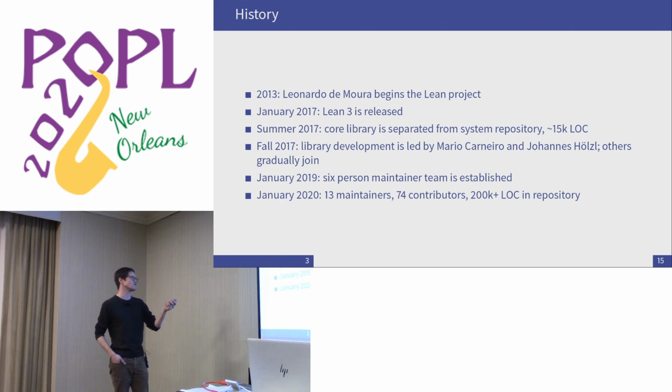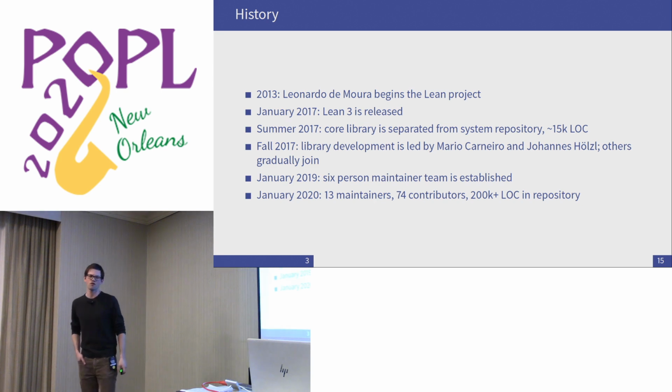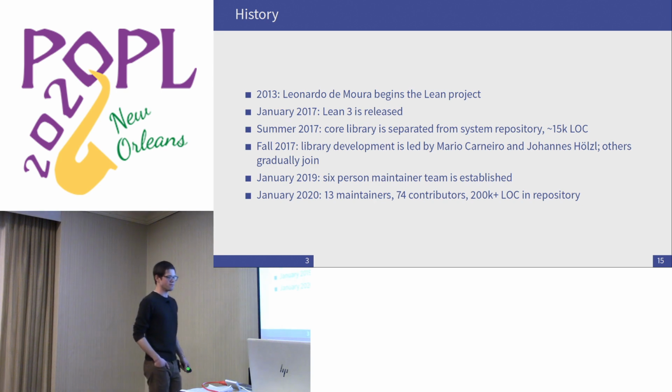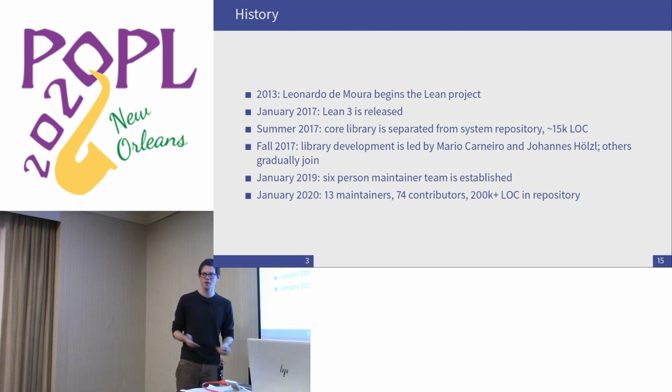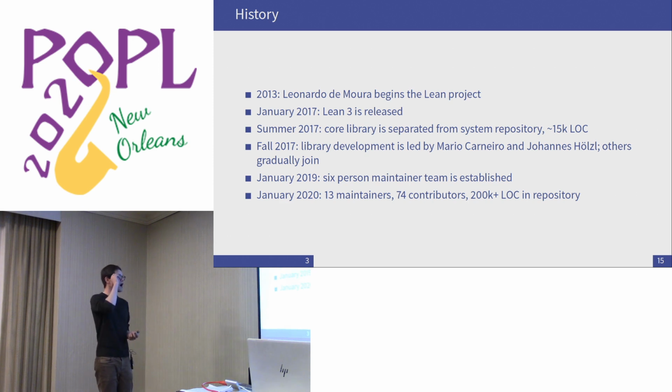So a quick timeline of the history here. Lean is developed by Leonardo de Moura at Microsoft Research. The project began sometime in 2013. The current version of Lean was released in early 2017. And that summer, the core library of Lean was separated from the system under the idea that work on the system and work in the library can proceed not completely independently, but they were being pushed by different groups of people. So the core library was separated from the main system. That became Mathlib.